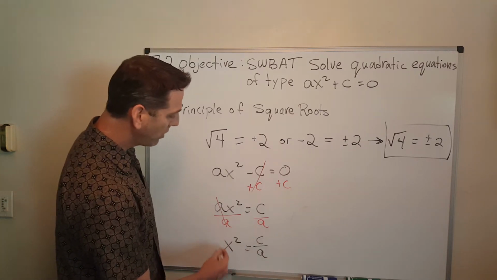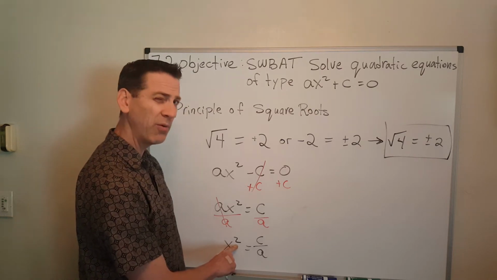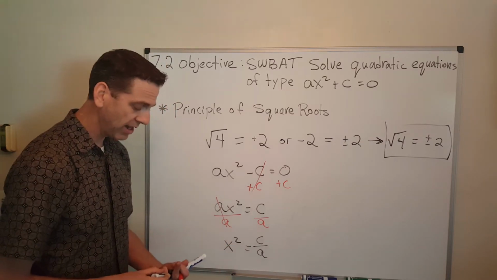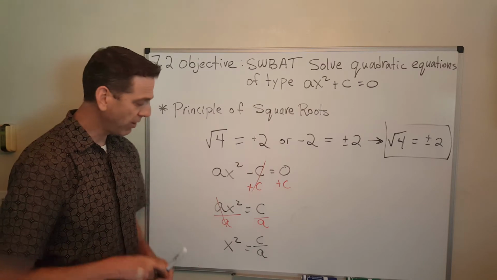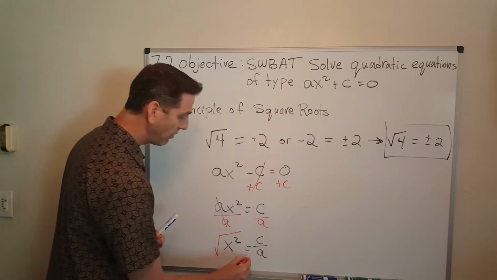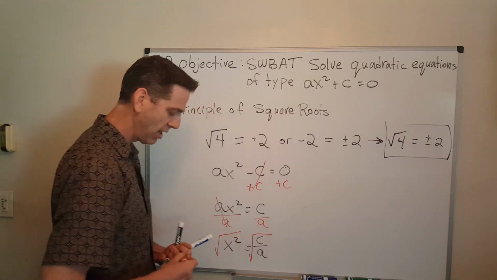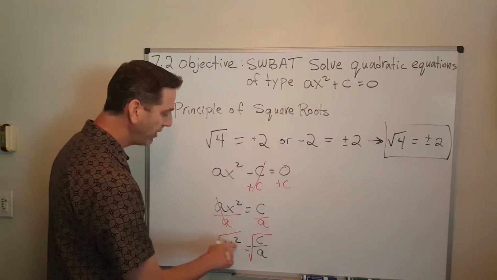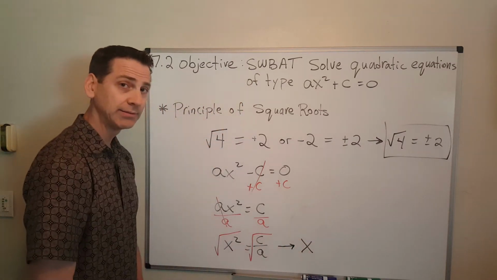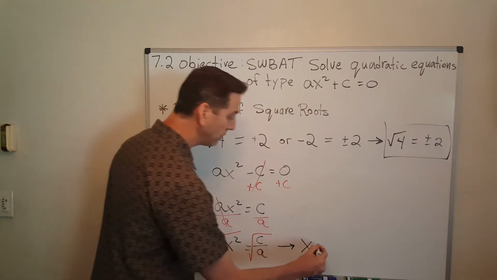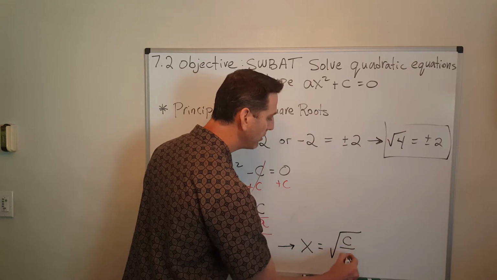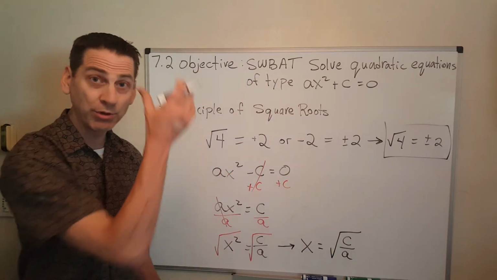So I have x squared, and I want to get rid of that square. Do you remember what the inverse of a square is? You got it. It's a square root. So I take the square root of both sides. The square root of x squared is simply x. So x equals the square root of c over a. Now, I know this looks a little complicated. When we're dealing with numbers, it's a lot easier.